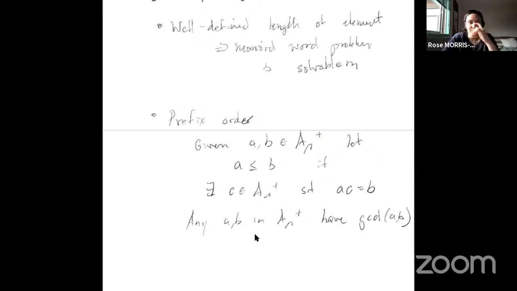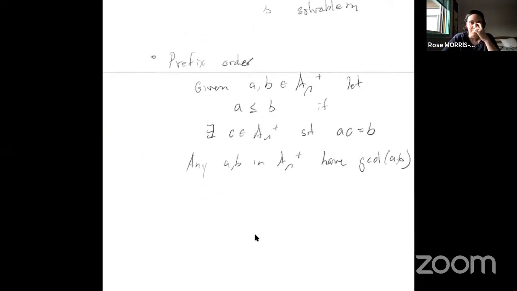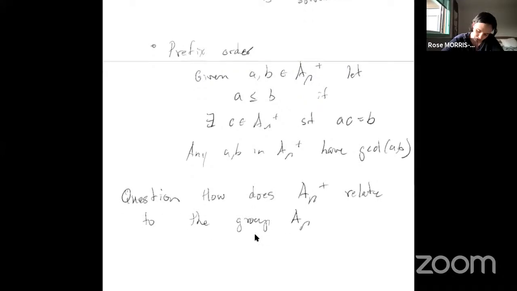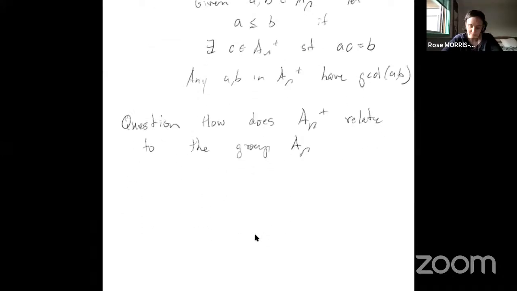So then one question is, how do I take this information about the monoid and translate it over to the group, right? Because we really want to study the group. All right, so question: how does this monoid relate to the group? Unfortunately, there's not a whole lot that we can do here.